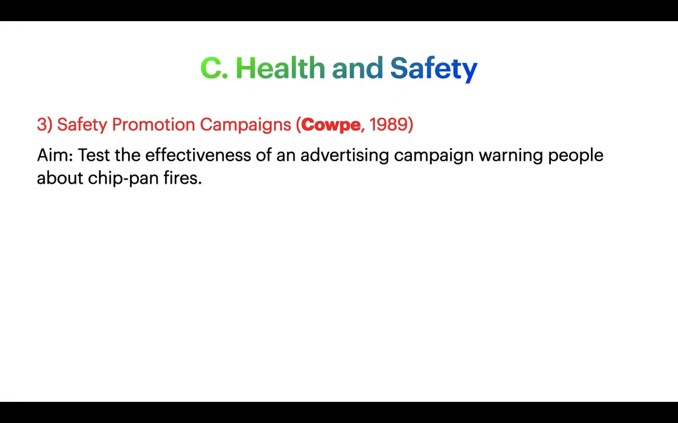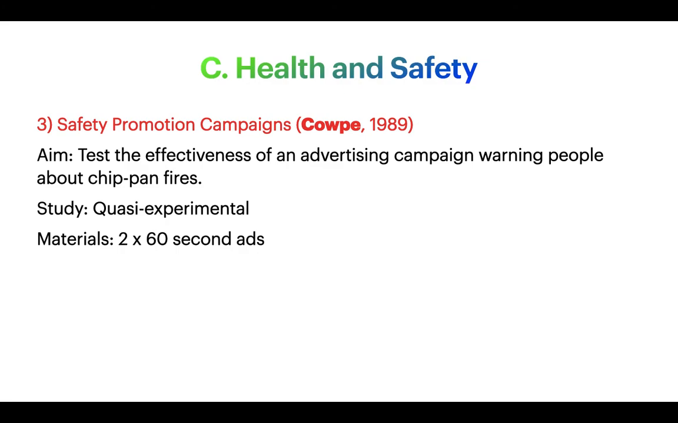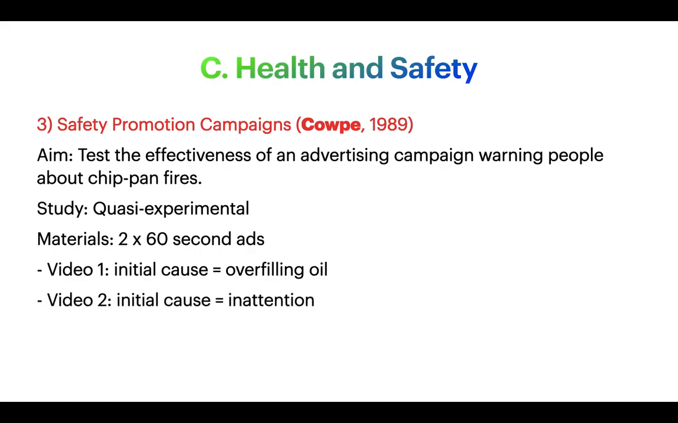The aim was to test the effectiveness of an advertising campaign warning people about chip pan fires. It was quasi-experimental, so they didn't force people into groups. Materials were two 60-second advertisements. Video 1 showed the initial cause as overfilling of oil. Video 2 showed the initial cause as inattention, right? So the two videos showed the fire happening due to either too much oil, or inattention: people let it burn and were not paying attention to it.